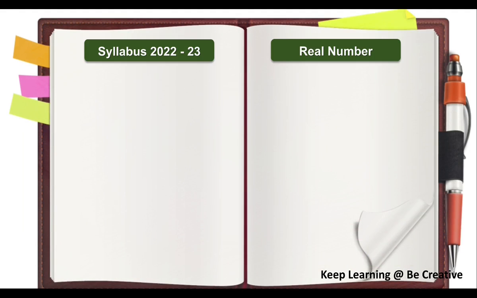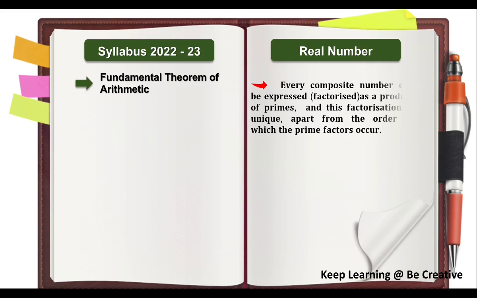If we talk about the syllabus of this year, then in that we have first the fundamental theorem of arithmetic, which states that every composite number can be expressed as the product of primes, and this factorization is unique, apart from the order in which the prime factors occur. This statement is very important.